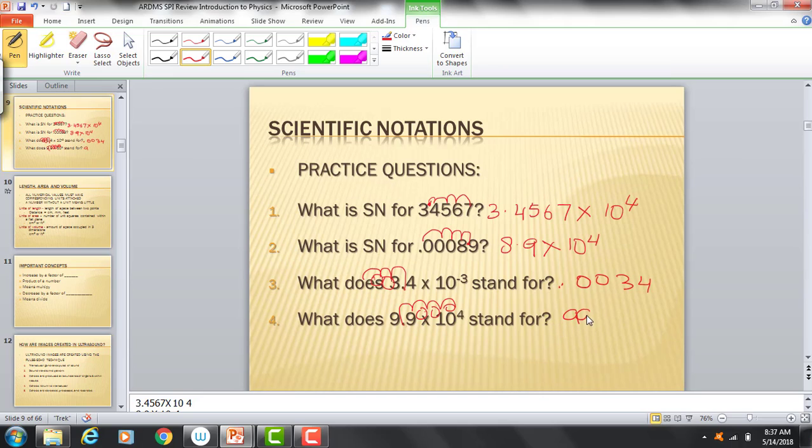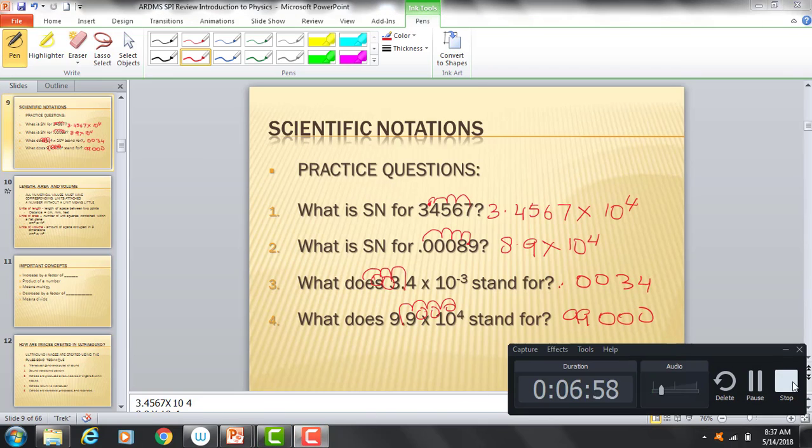Here, how do we solve this? So remember, we have to go back 3 places since this is negative. So we're going to move the decimal 1, 2, 3. So we're going to put 2 zeros over here. So it's going to be 0.0034. Now here, 10 to the power of 4, so it's positive. We're going to go to the right. 1, 2, 3, 4. So we're going to put 3 zeros after that. So 99,000 is the answer.